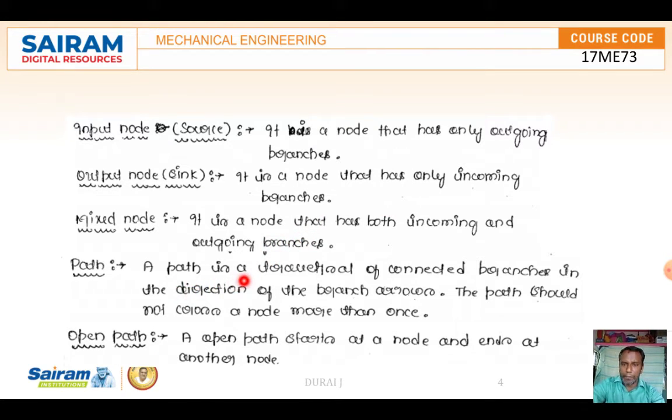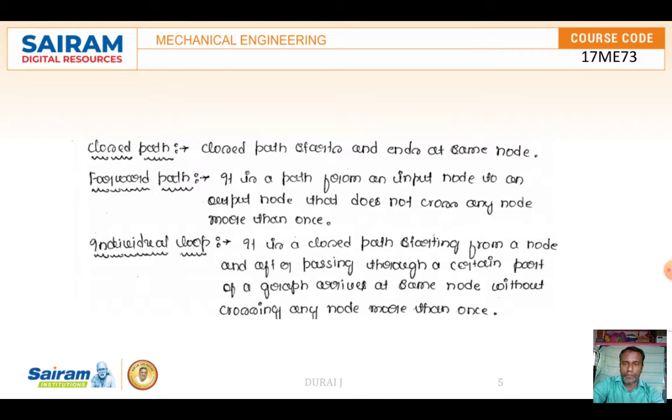What is a path? A path is a traversal of connected branches in the direction of the branch arrows. The path should not cross a node more than once. So from one node to another node, from input up to output, the branches are connected, so that is called a path. An open path starts at one node and ends at another node. A closed path starts and ends at the same node.